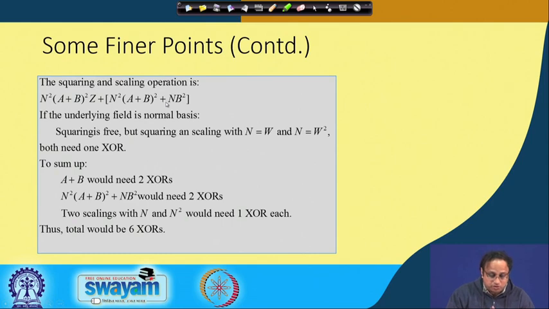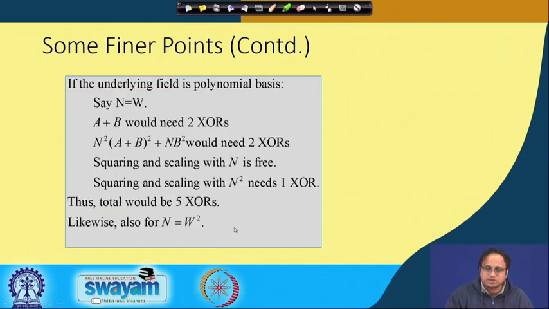But what is free is the squarings, but the scaling is not. So whether you are doing a scaling with n square or whether you are doing a scaling with n, you need 1 XOR each, and that is why you need 2 plus 2 plus 2, that is 6 XORs. And that is exactly what we have seen in the table.